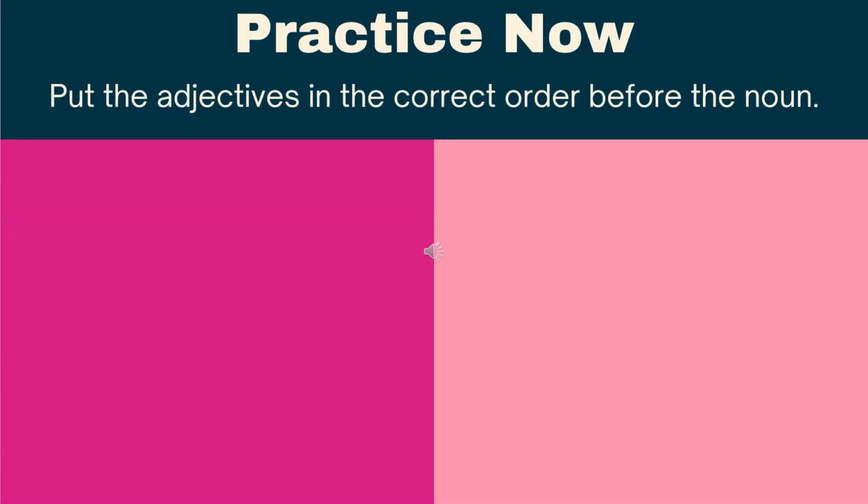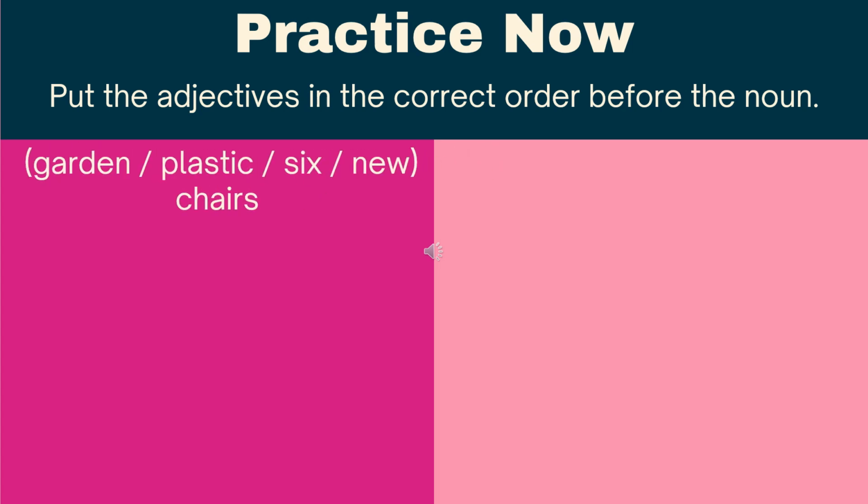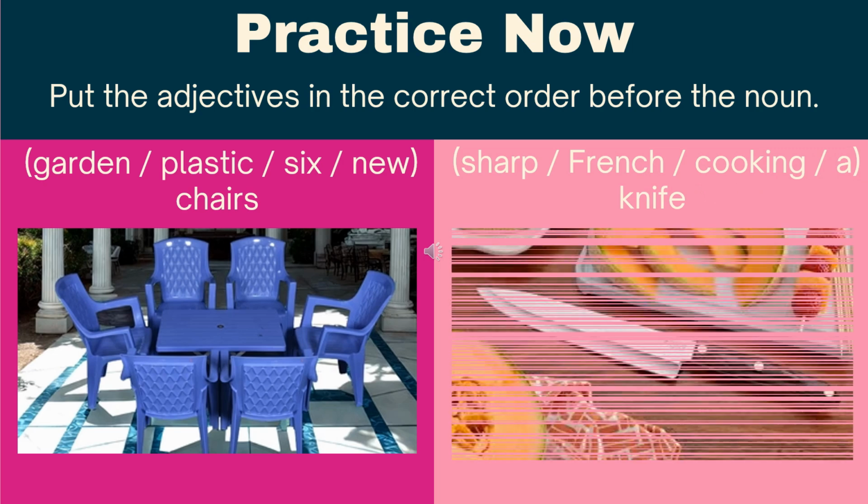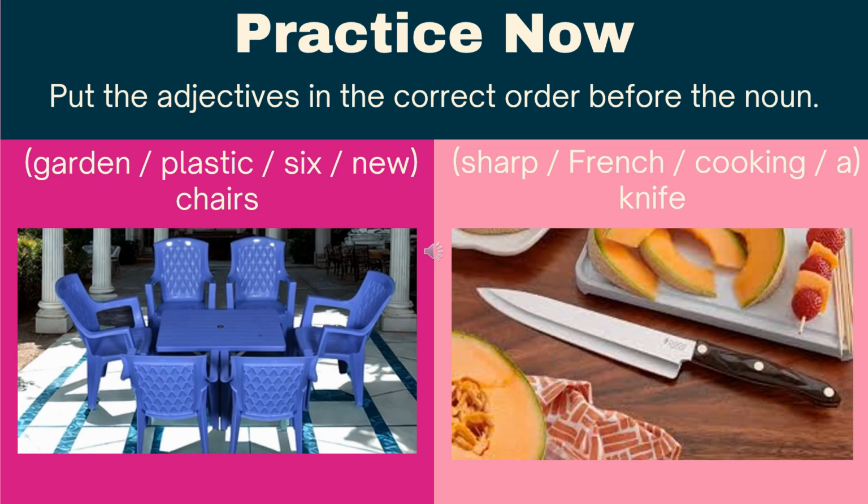Put these adjectives in the correct order before the noun. First, garden, plastic, 6, new, chairs. Identify each type, which is quantity. Opinion? Age? Material? Purpose? Second, sharp, French, cooking, a, knife. Look for the determiner, opinion, origin, and purpose. Think about the correct sequence we've learned.